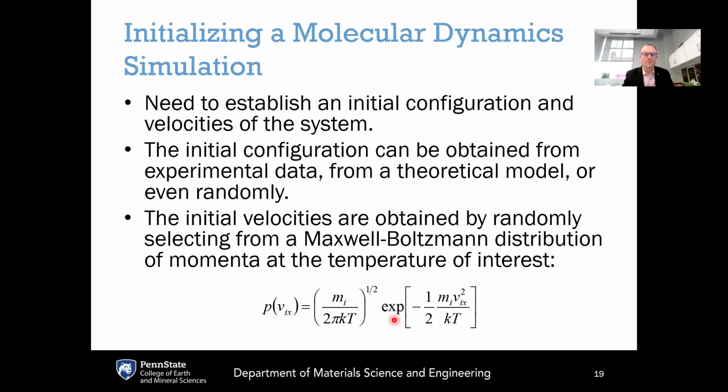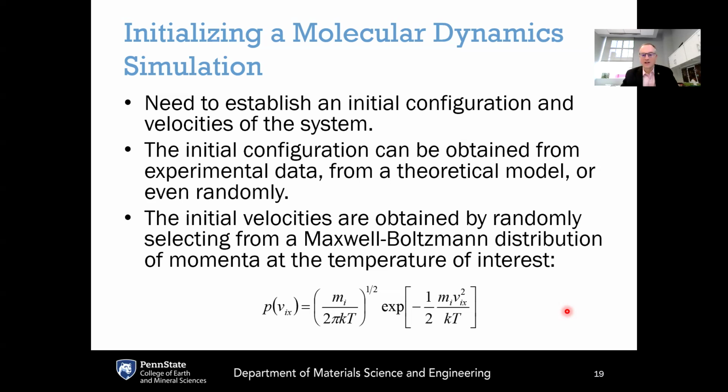Now, with all of this background information in place, how do we initialize our MD simulations? We need to establish an initial configuration of atoms and initial velocities of the system. The initial configuration can be obtained from experimental data, from some perfect crystal model, maybe random distributions of atoms. Whatever makes sense for your initial positions of atoms, you need to specify that in the MD simulations. So that's the initial positions.